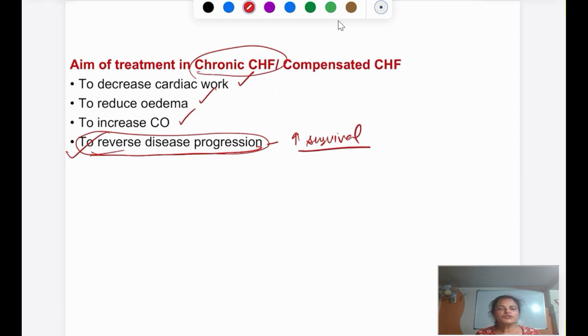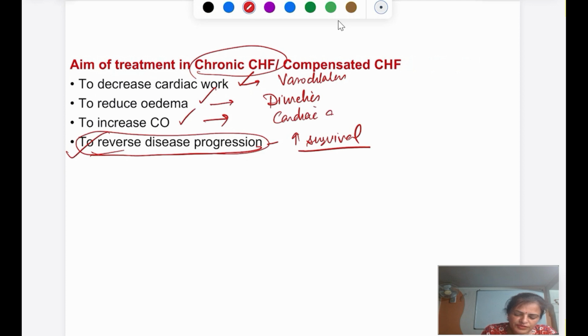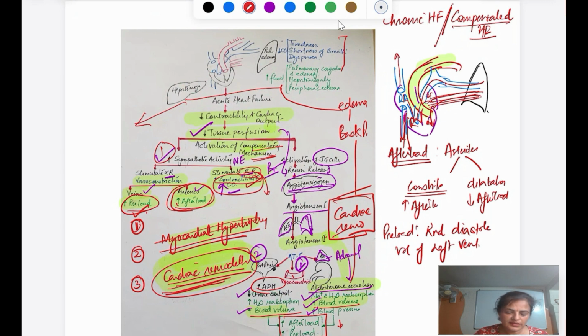ठीक है, to decrease the cardiac work, यहाँ पे हम patient को क्या देंगे? We are going to put the patient on vasodilator. To reduce the edema, we are going to put the patient on diuretics, and to increase the cardiac output, यहाँ पे हम we are going to put the patient on oral drug, and the most important group of drug is cardiac glycosides. Now, what are the drugs which are going to reverse the disease progression or to increase the survival?